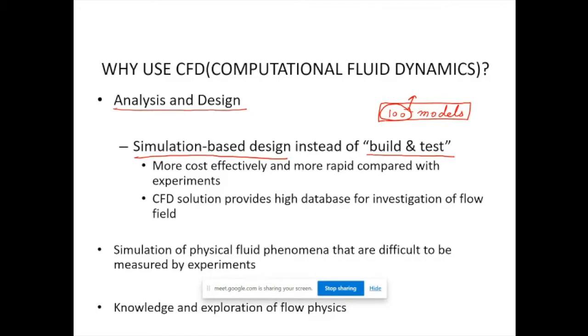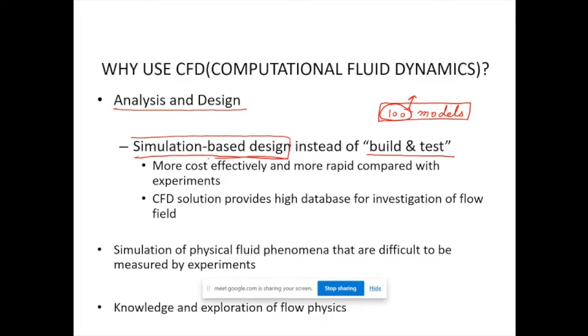So it is very much time consuming, and it is not a cost effective solution, because one model test in hydro turbines costs 50 lakhs. So we cannot follow that route. What we do, first we have to do the CFD analysis.